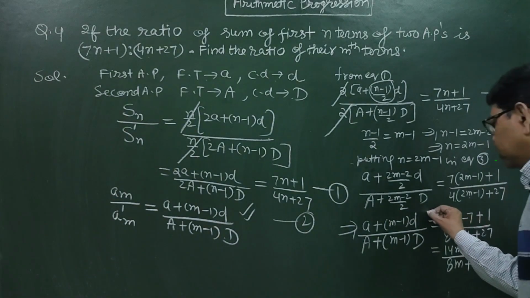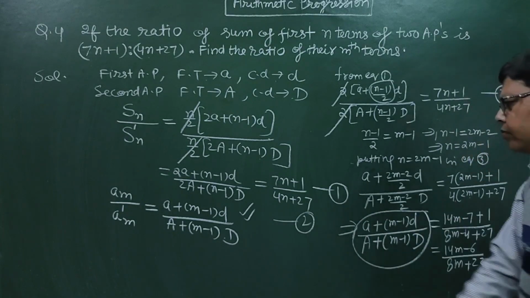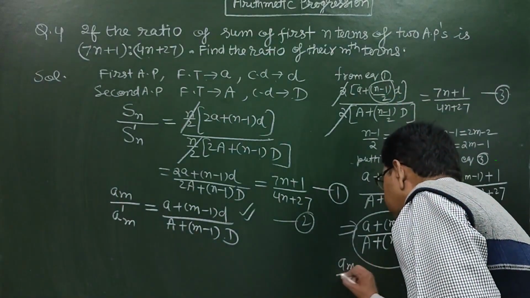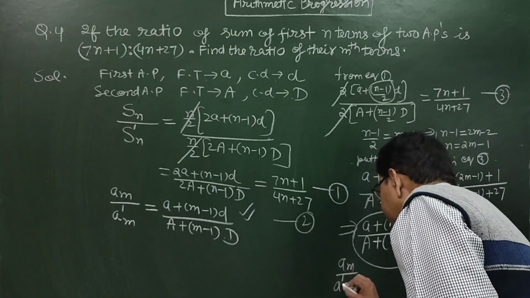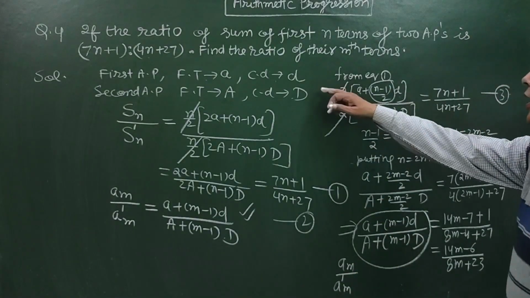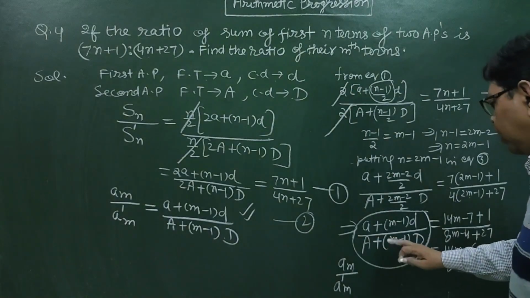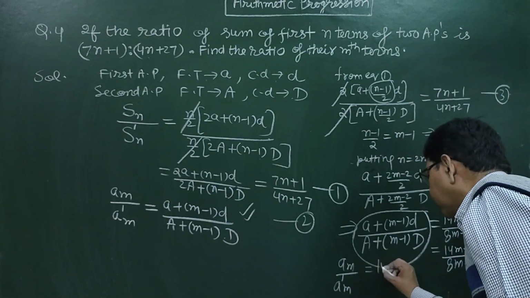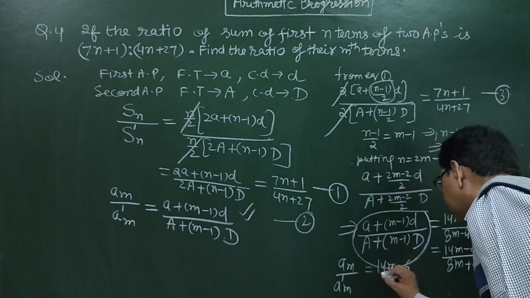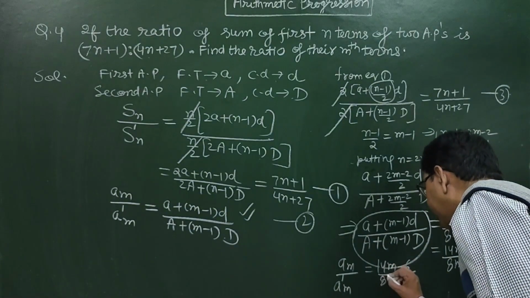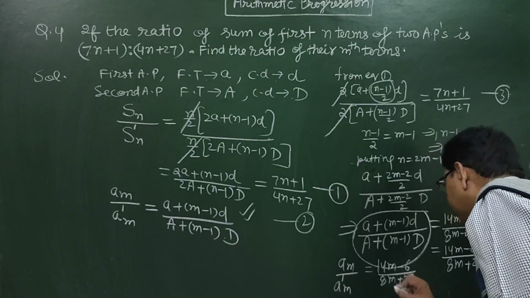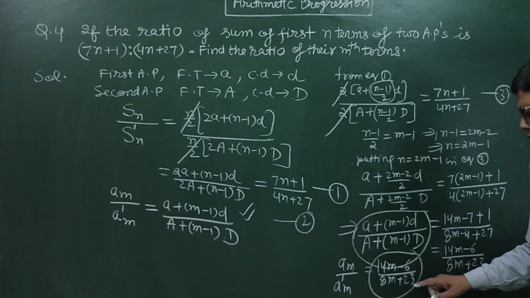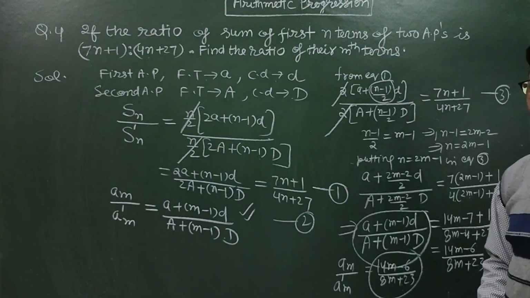So this is the value of a_m and a dash m. So the ratio of the mth term of the first AP upon the mth term of the second AP is equal to 14m minus 6 is to 8m plus 23. So this is the final answer of the question. The ratio is (14m minus 6) upon (8m plus 23).